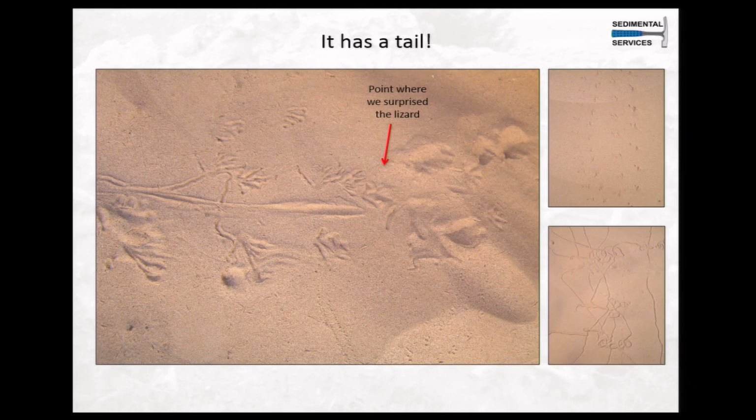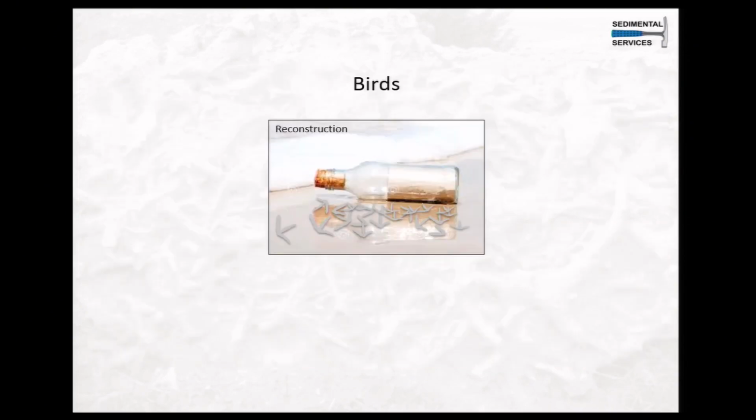So if you saw this in the fossil record, you'd be thinking, well, I've got this nice lizard trace fossil here, and what happens there? And you might not know that he was scared off by a potential predator. So this is another example where we can learn from the recent and take that into the fossil record.